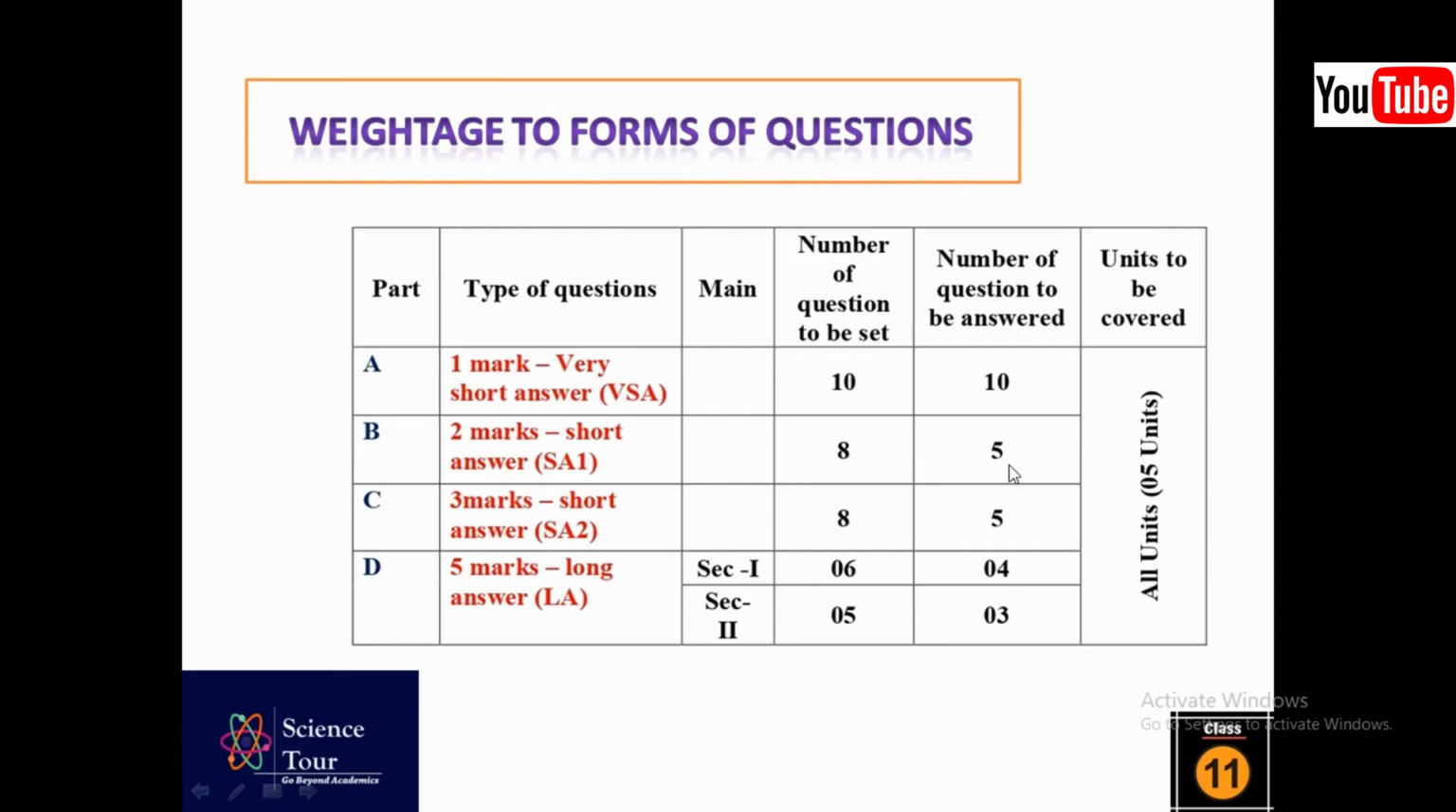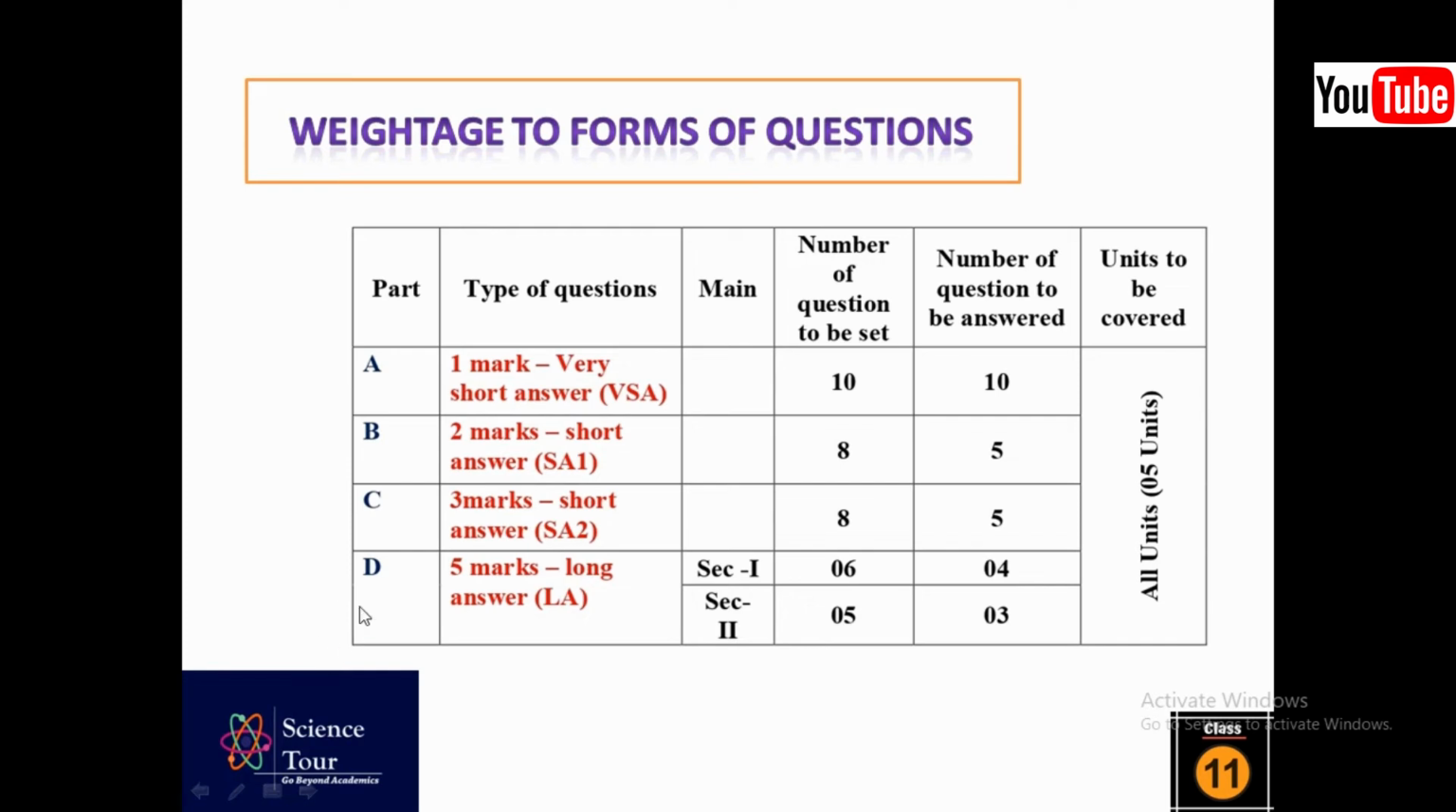There is a choice. Coming to part C, 3 marks questions, short answer type SA2. Here also the number of questions will be 8, and you need to answer any 5. There is a choice. 3 questions you can avoid, whichever you feel is the difficult one.